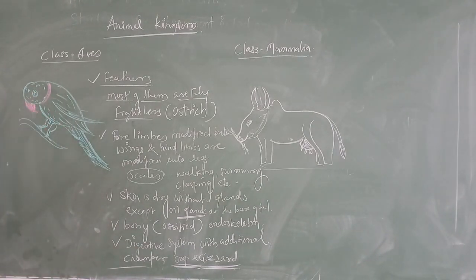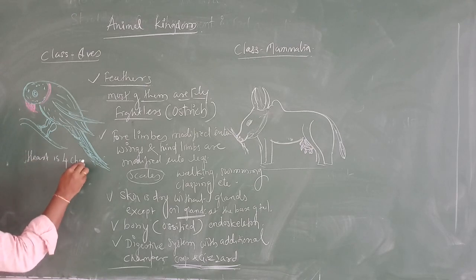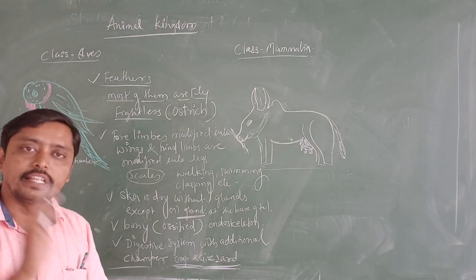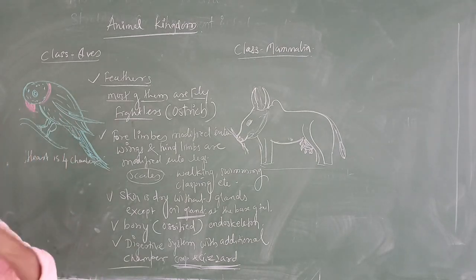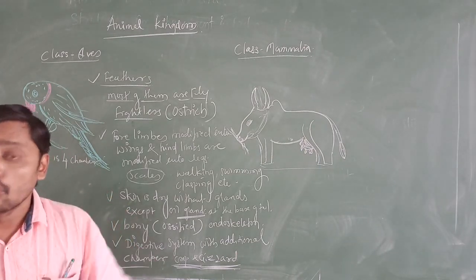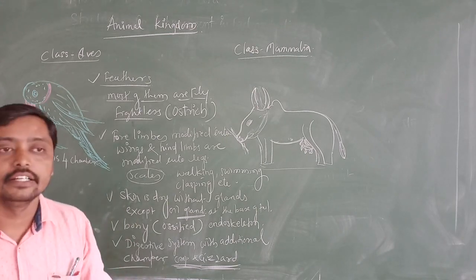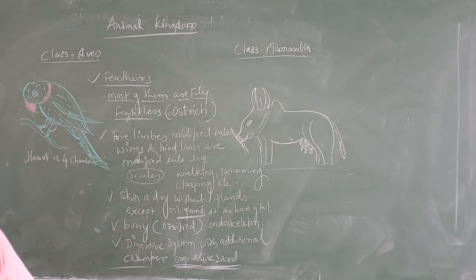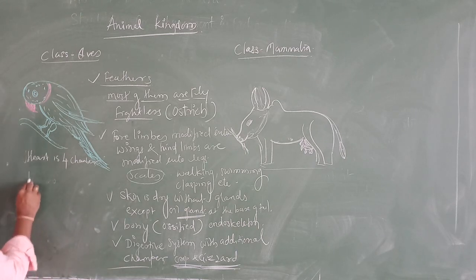Heart is what we are going to call a 4-chamber heart. You are going to find the 4-chamber heart, that is also on the ventral side. Then here one important thing is, so far whatever we have studied regarding the reptiles, the amphibians and the fishes, those all are cold-blooded animals, in the sense poikilothermic animals. Here from the aves, these all we are going to call homeothermous animals.